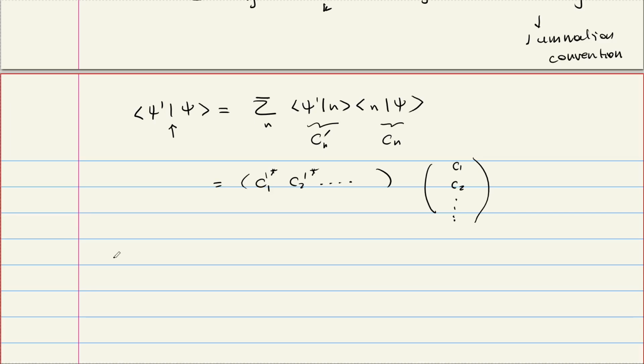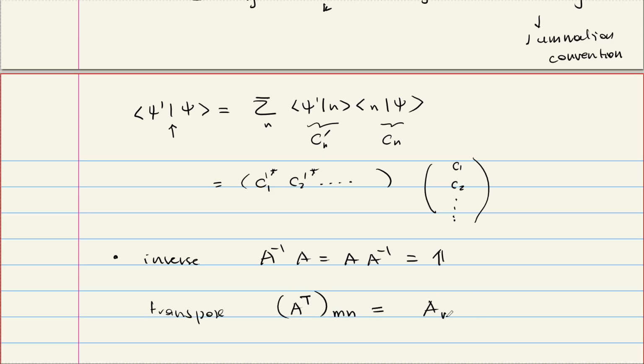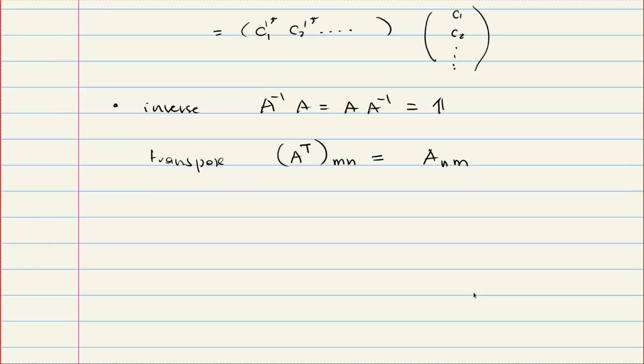So the inverse of an operator is defined by A to the minus 1 times A is equal to 1. Transpose: A transpose mn is equal to A nm. You just swap the indices.